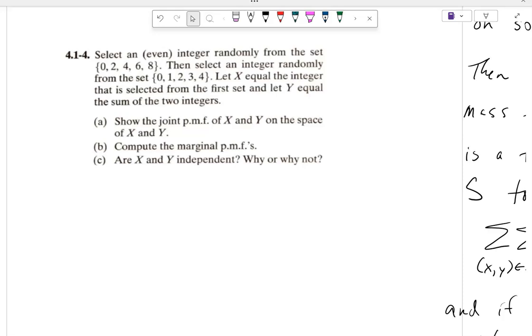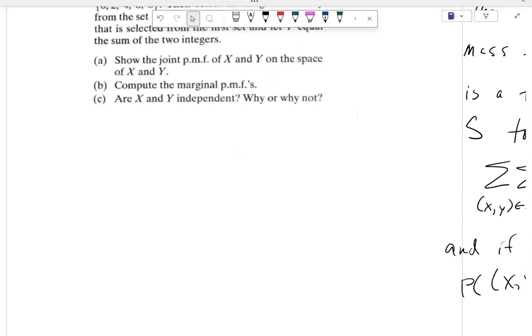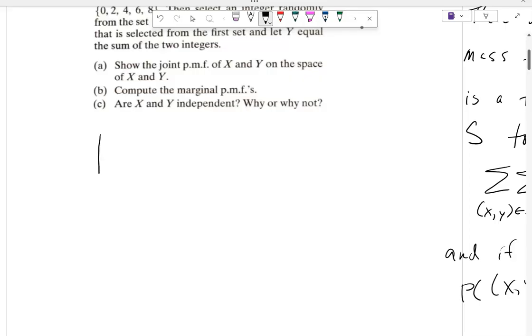The first thing it's asking you to do, when it says show the joint PMF on the space, is sketch the sample space. In this case, our sample space will be dots because it's a discrete distribution. And when it says show the joint PMF on there, we're just going to put the probabilities associated with each of those dots just next to the dot. It'll make more sense when we get to that point.